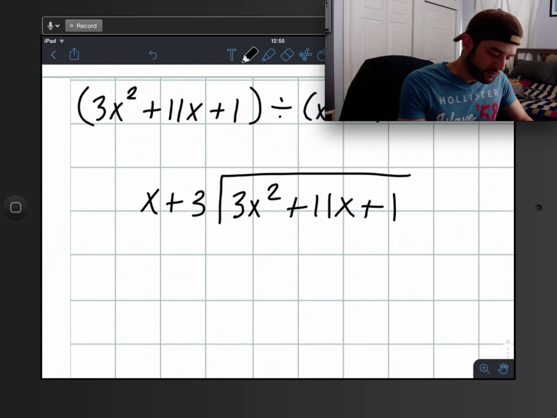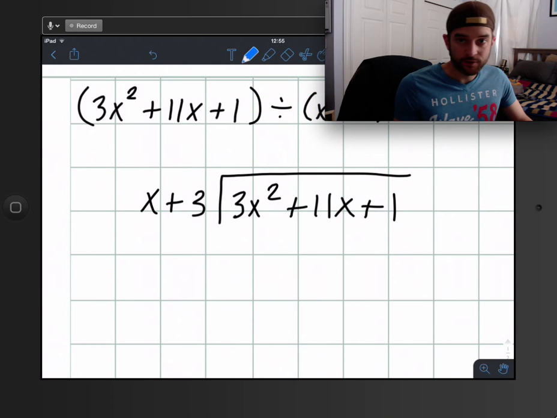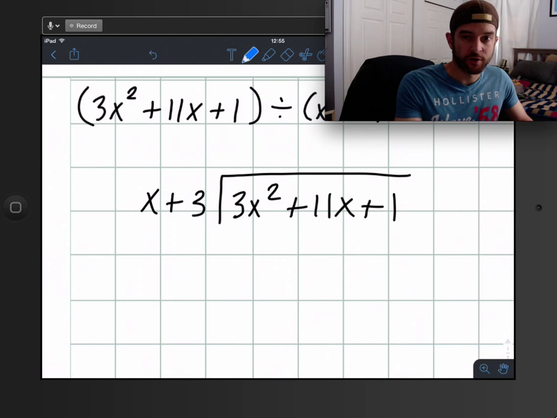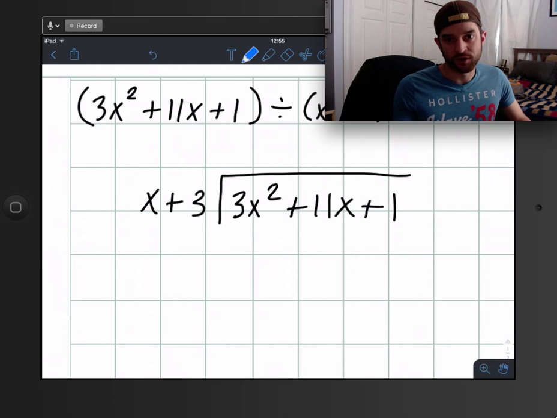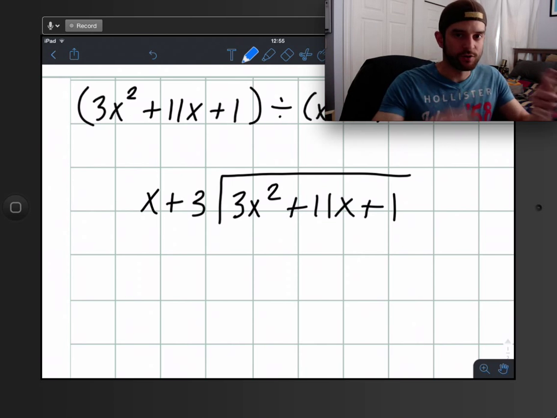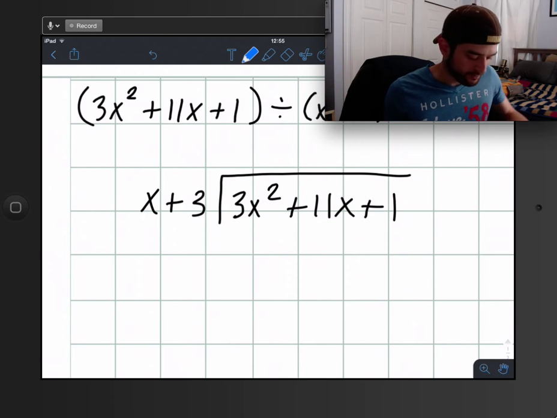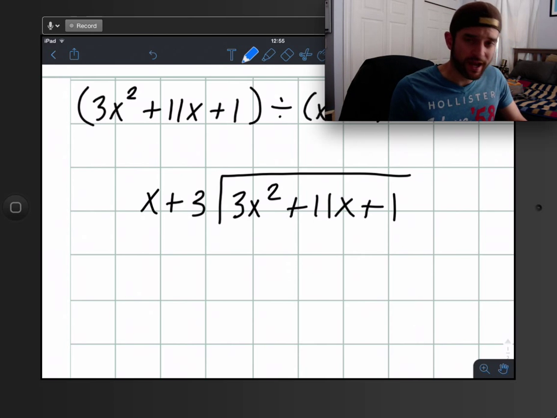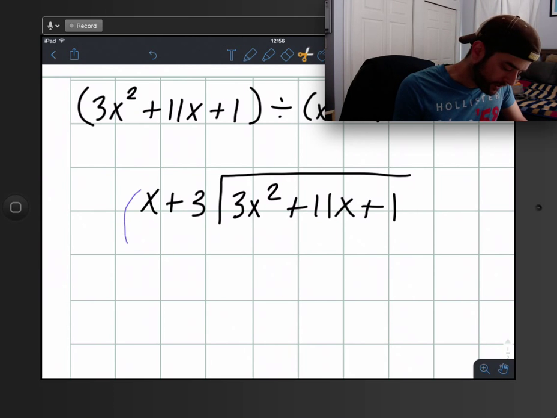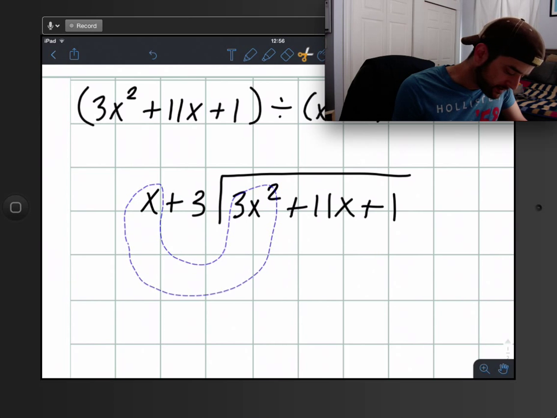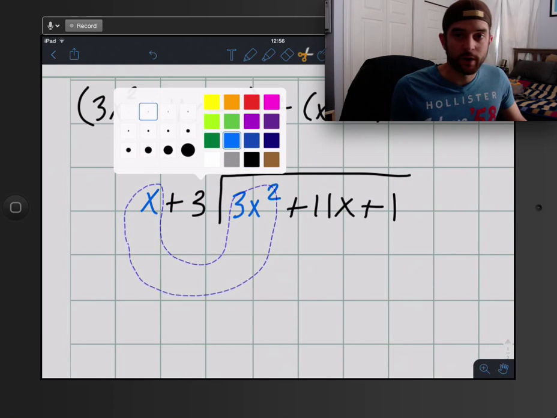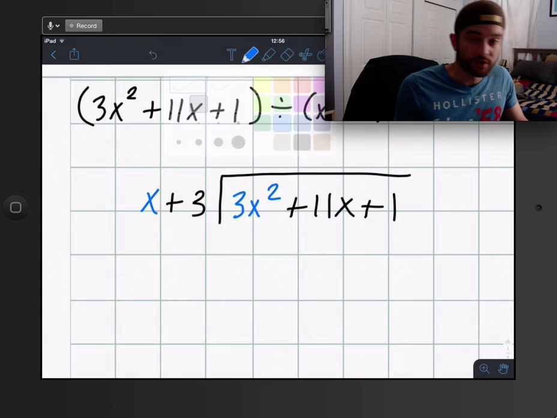Now, here's where it gets a little weird, because like with regular long division, you want to cancel out the first term. So when you multiply the quotient by the divisor, you want to cancel out the first term of the dividend and then go on to the next one and drop the next one down and do the same process until you get a remainder or 0. The first term is 3x squared, and we're dividing by a binomial. So I want to figure out what I can multiply x by to get rid of 3x squared. And that, of course, is 3x.